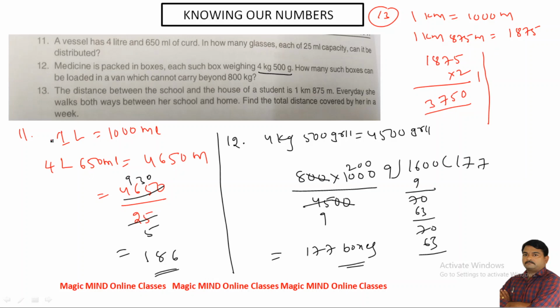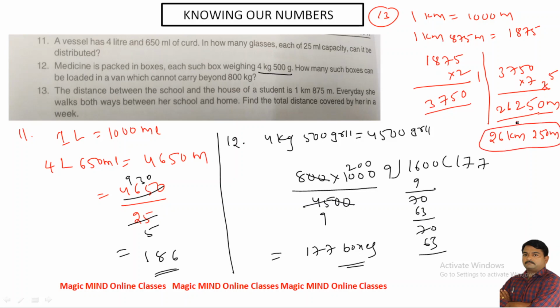But the question is what in a week? We know already a week is having how many days? 7 days. That's why you multiply 3750 into 7. 7 zeros are zero, 7 5s are 35, 7 7s are 49 means 52 you get, 7 3s are 21 means 26 you get. Therefore you are getting 26250 meters. 26250 meters means you can write 26 kilometers and 250 meters.